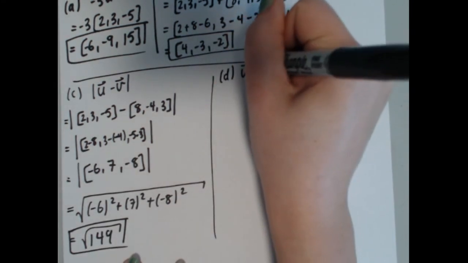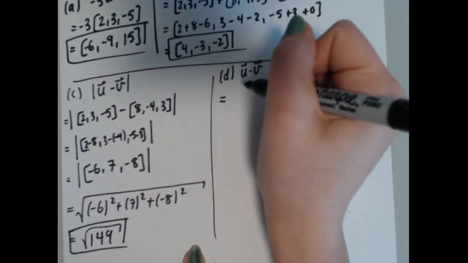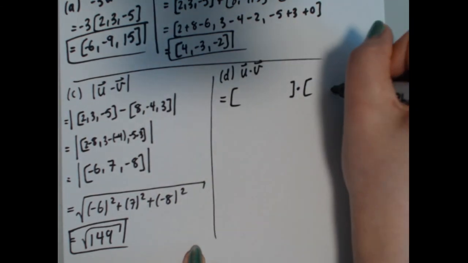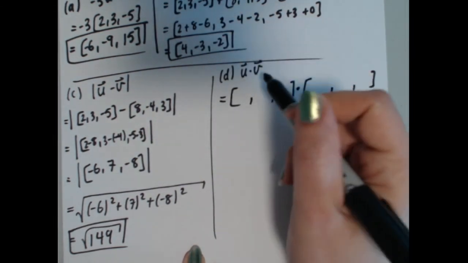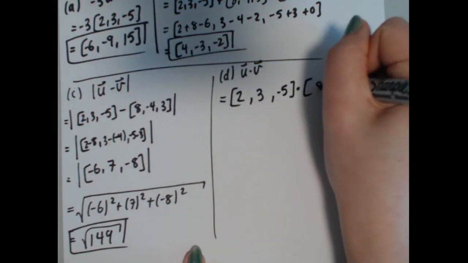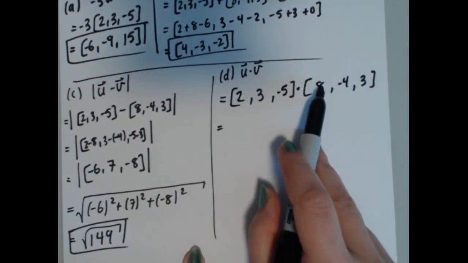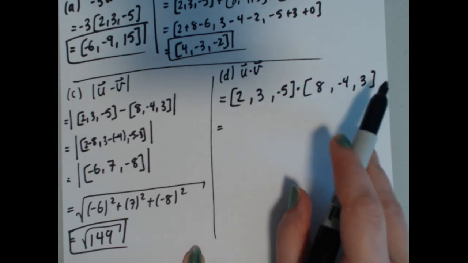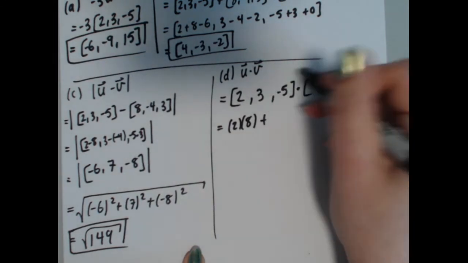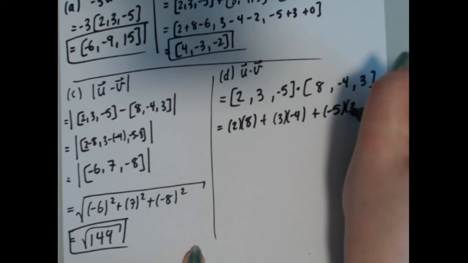Now finally, u dot v. U dot v, dot product, should also return a scalar value. So you're expecting a number as your final answer. So I am dotting these two vectors. Okay, so u is 2, 3, negative 5. V is 8, negative 4, and 3. Okay, so dot product means I multiply the x's, I add that to the product of the y's, and I add that to the product of the z's. So 2 times 8 plus 3 times negative 4 plus negative 5 times 3.